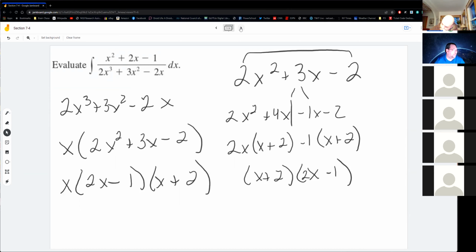Don't worry, it's not the last one we're going to factor today. I will do a little more factoring in the other ones too. But I do want to finish at least the partial fractions for this one.